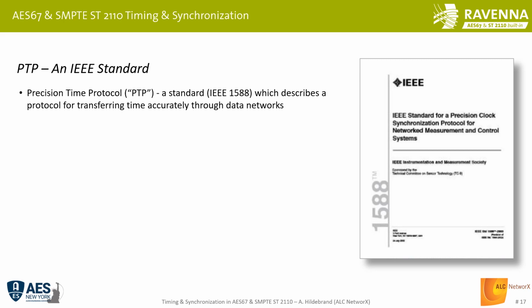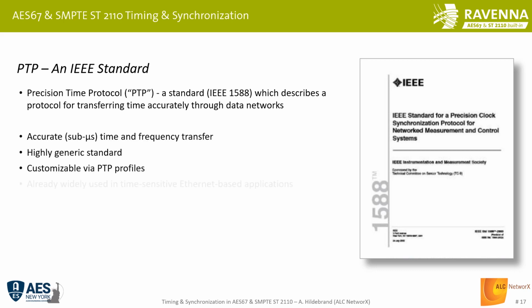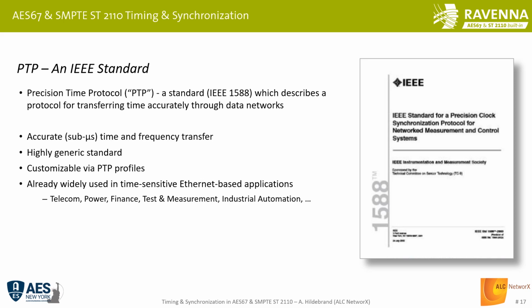So first of all, PTP is a standard published by the IEEE. It's the Precision Time Protocol, with the number IEEE 1588. It allows accurate sub-microsecond time and frequency transfer. It's a highly generic standard, so it hasn't been invented for media, but originates from industrial automation and the measurement industry. It also allows for customizable profiles, which tell the system at what message rate it has to operate and many other things, in order to fulfill the particular requirements of any particular application.